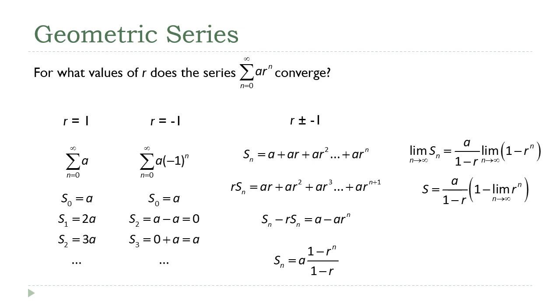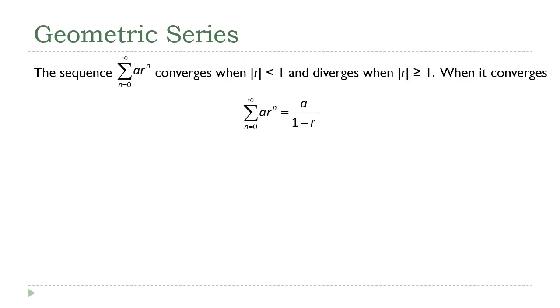Right? So that gives us our final result. Right? Here's my final conclusion. The series converges when the absolute value of r is less than 1, diverges when the absolute value of r is greater than or equal to 1, and when it converges, that's what the sum is equal to.